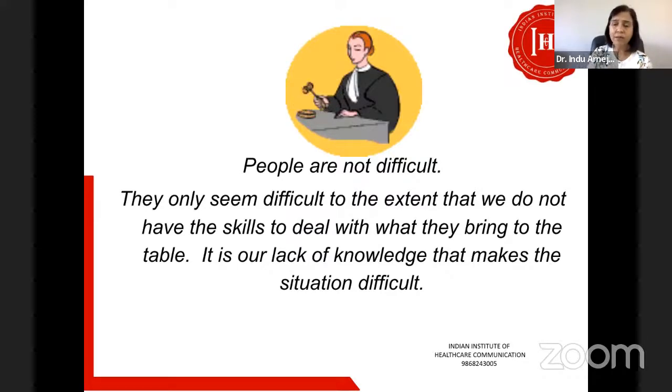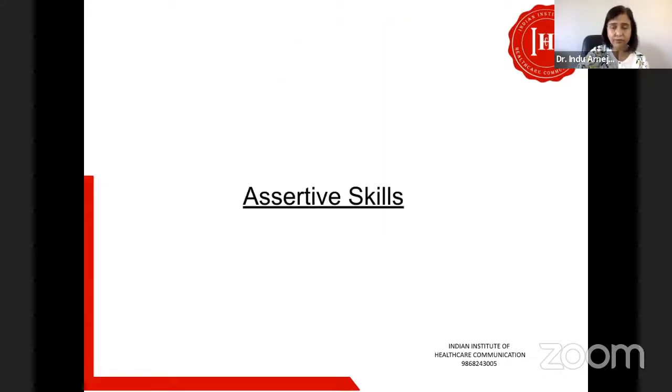So we normally say people are difficult. There's a saying, people are not difficult. It's only because we do not know how to deal with them and we think they are not manageable. But if you learn the right way of dealing with difficult situations, I think you can deal with those situations and people in a more impactful manner. So assertive skills will come in handy. So what is assertive skill and how do you really apply it?